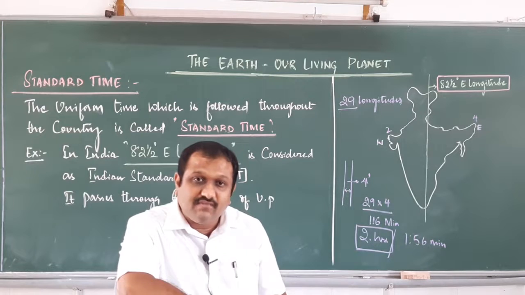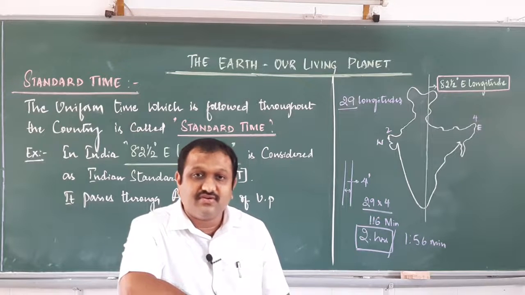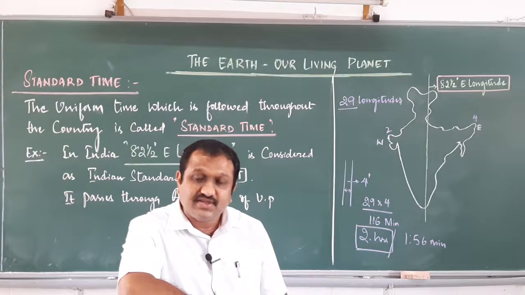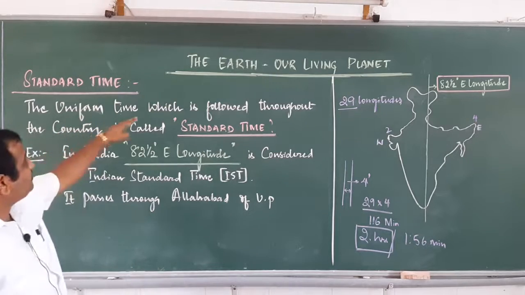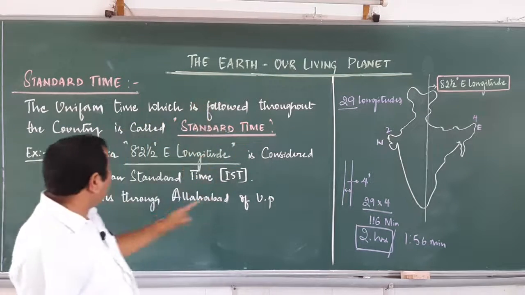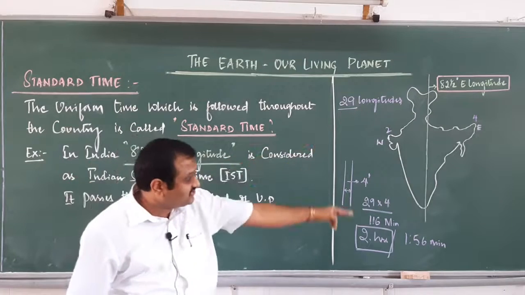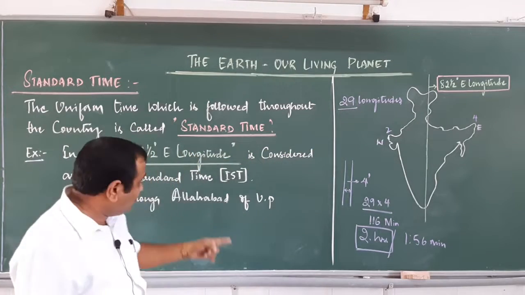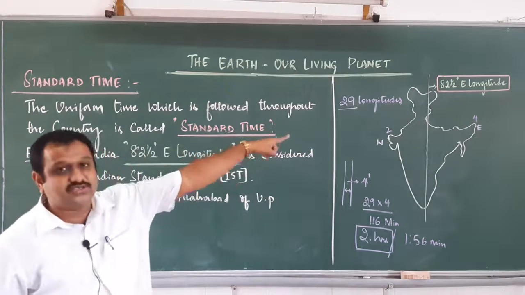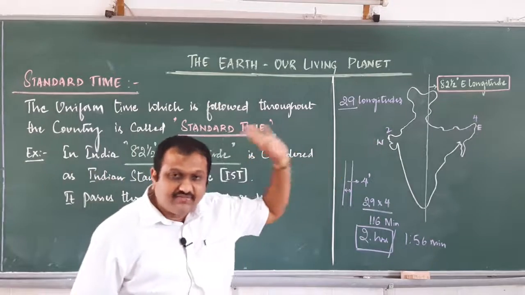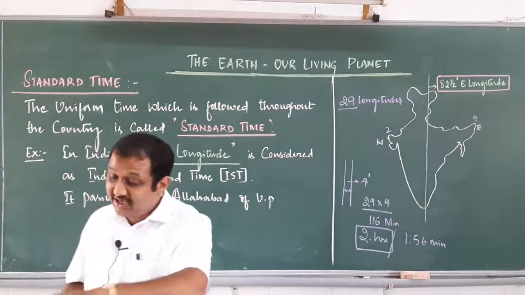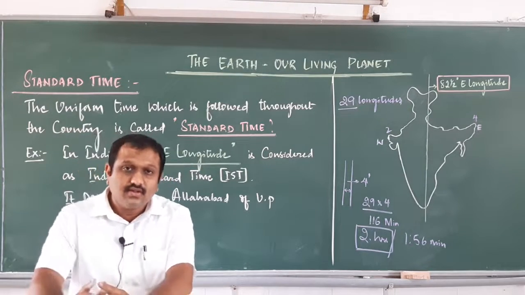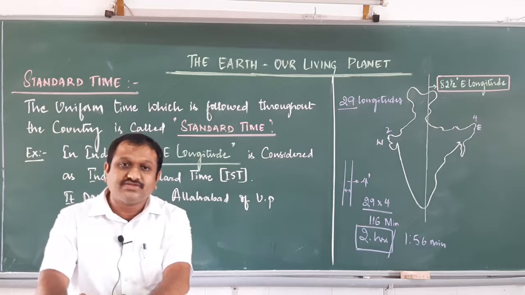So that is why standard time is very important for every nation or for every country. Is this clear, boys? So what is standard time? The standard time means the uniform time which is followed throughout the country. So that is the uniform time. 82.5 degree east longitude is considered as Indian standard time that passes through the city of Allahabad, which is in Uttar Pradesh. So that ends your standard time.